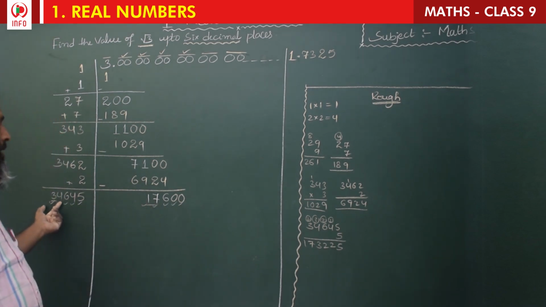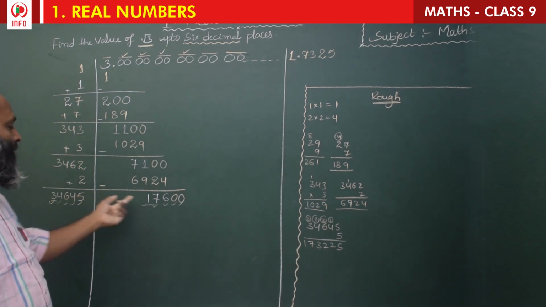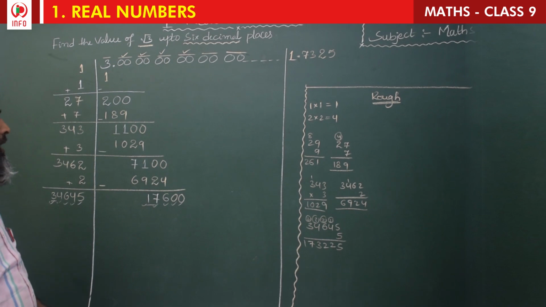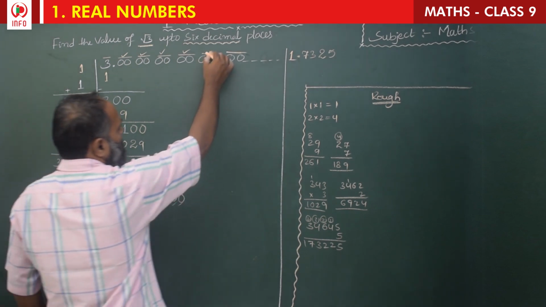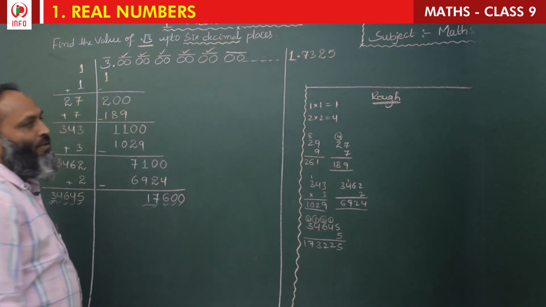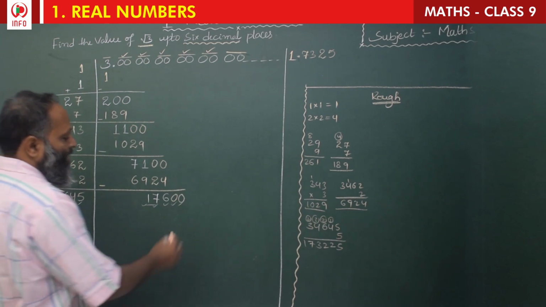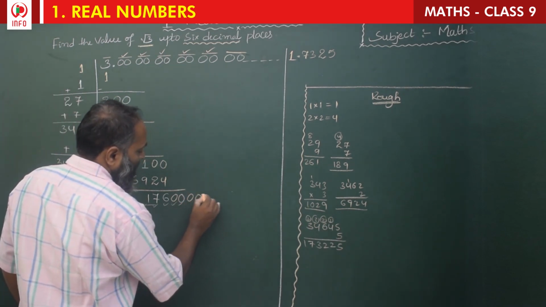So this is the divisor. Indirectly this is the divisor. This is more than this. If it is more than this, then the next pair of zeros we should copy. So that is 2 more zeros we should copy.